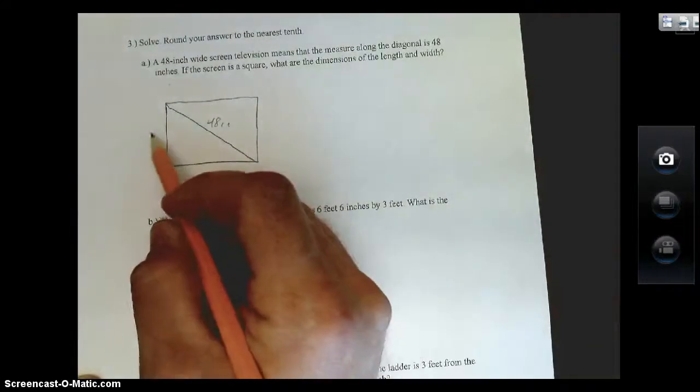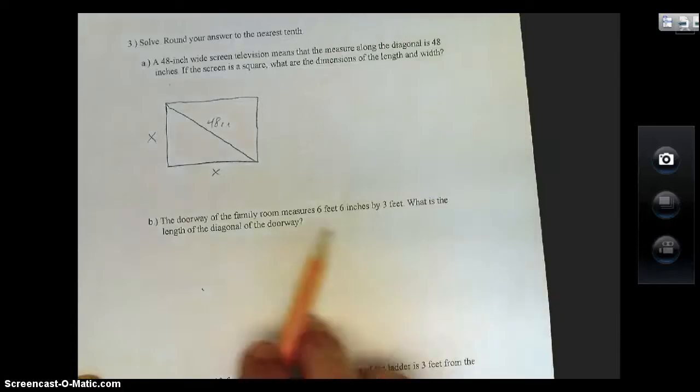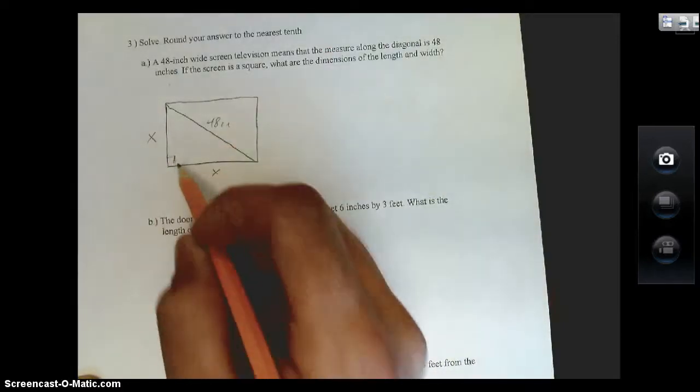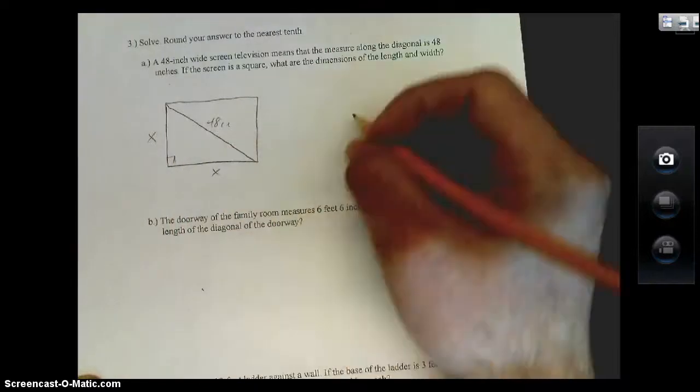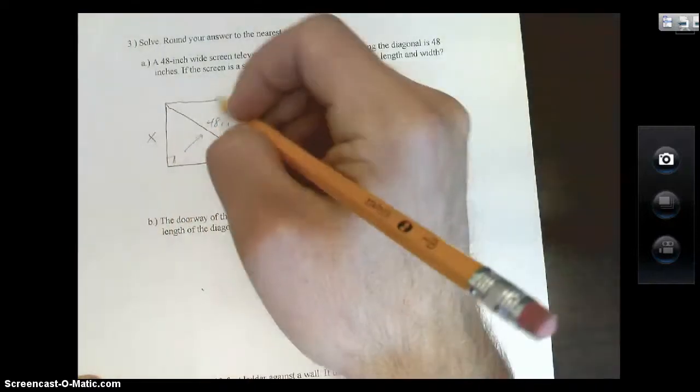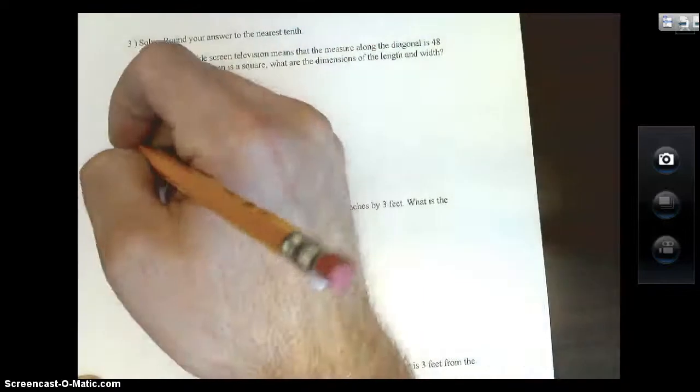Which means if it's a square, all of my sides have to be the same. Okay? So what are the dimensions of the length and the width? Well, look what I have set up here. Every square, every side of it angle-wise is going to be a right angle. So I can go back to my Pythagorean theorem. The 48 is your hypotenuse. Okay? And these would be your legs.